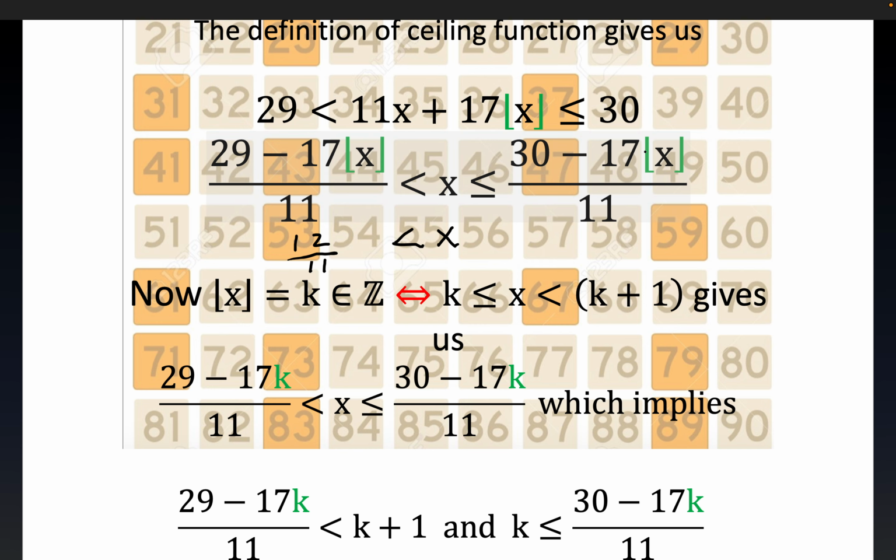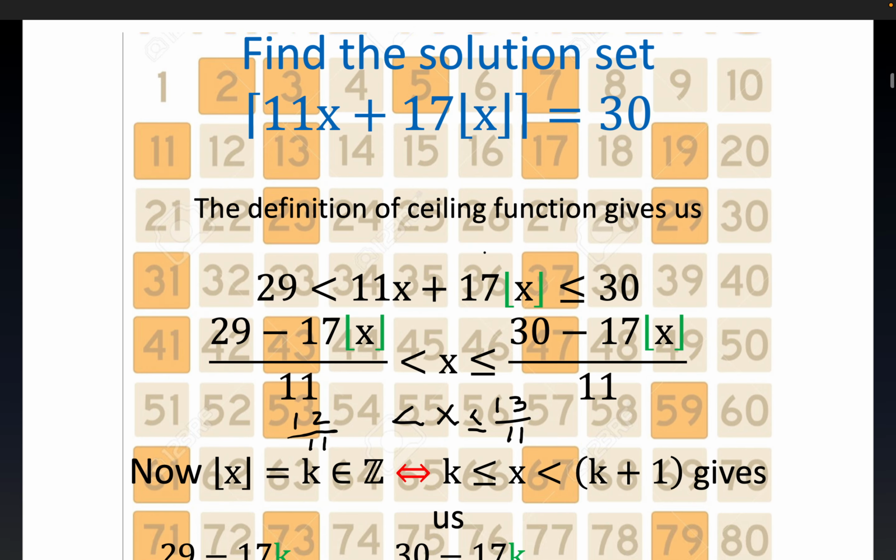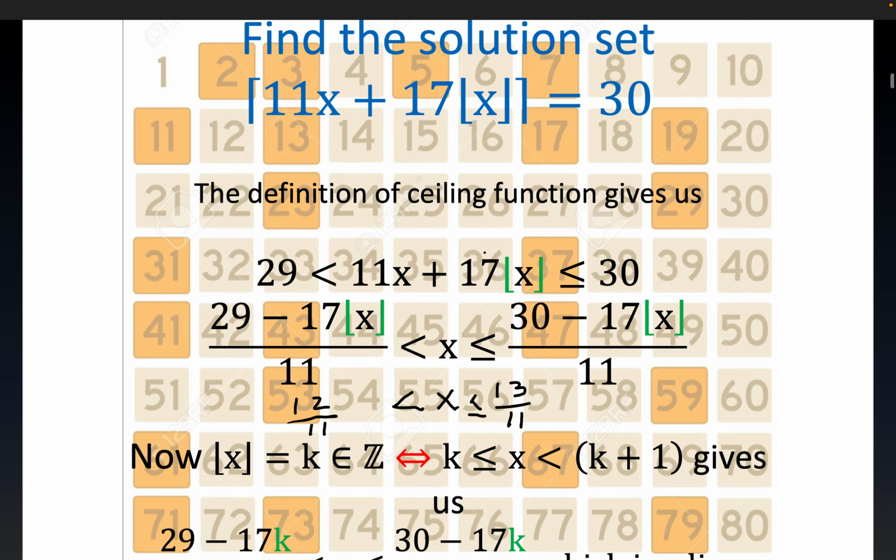And then right here, again, k is equal to the floor of x, k is equal to 1. So we get 30 minus 17 over 11, which is 13 over 11. And this will be a closed interval right here. This will be less than or equal to. Okay, so that would be our solution set, folks. That is the solution set of this equation.